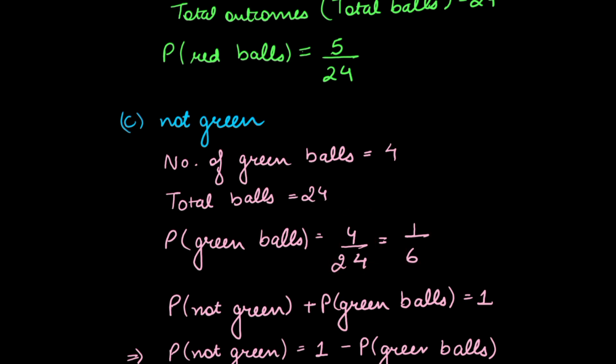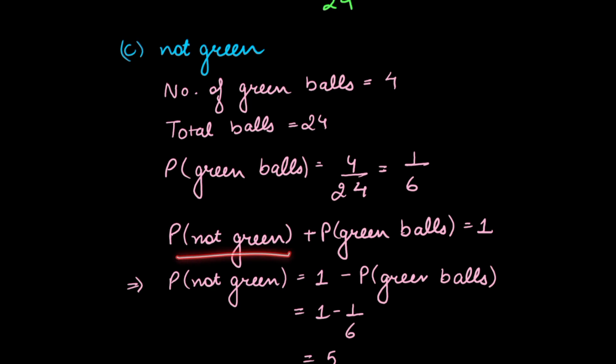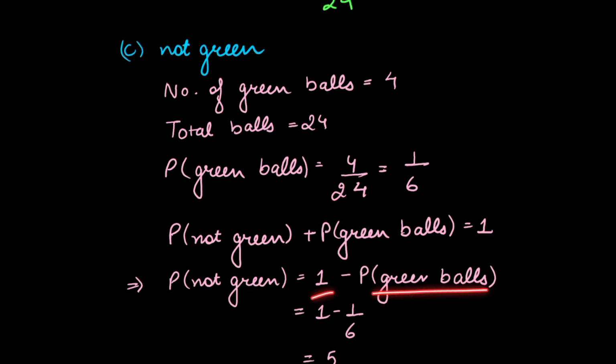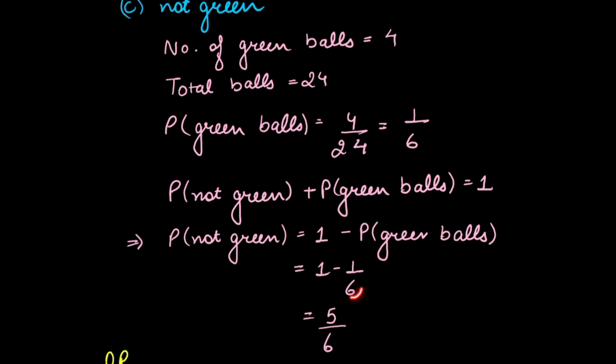Now the probability of not getting a green ball plus the probability of getting a green ball is equal to 1. That is, probability of non-occurrence of an event plus probability of occurrence of an event is equal to 1. Now probability of not getting a green ball is 1 minus probability of getting a green ball, that is 1 minus 1 by 6, that is 5 by 6.